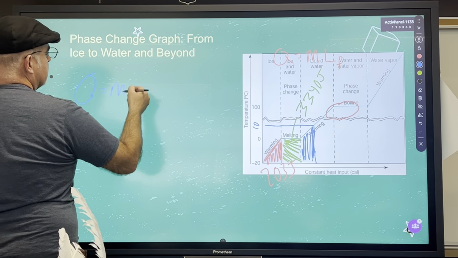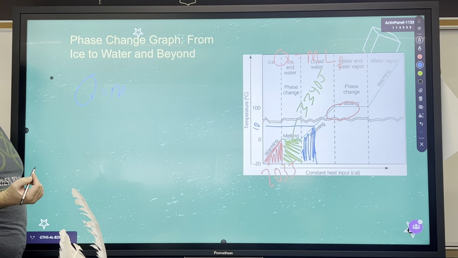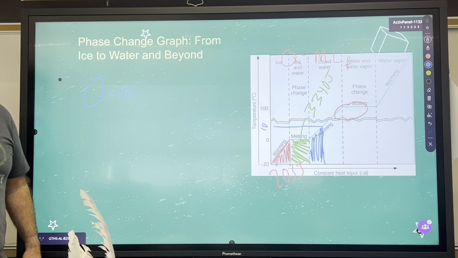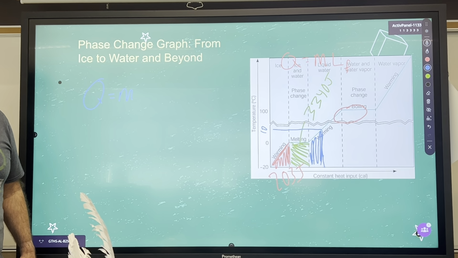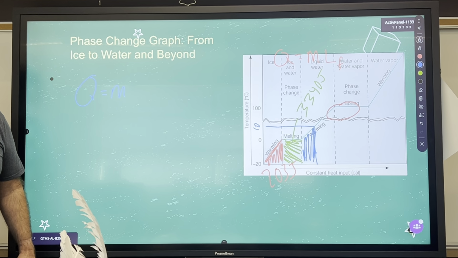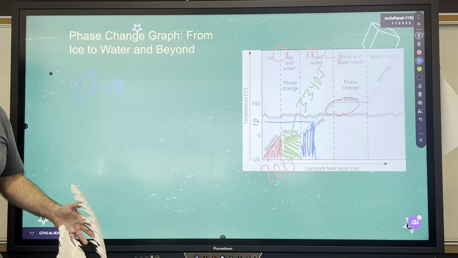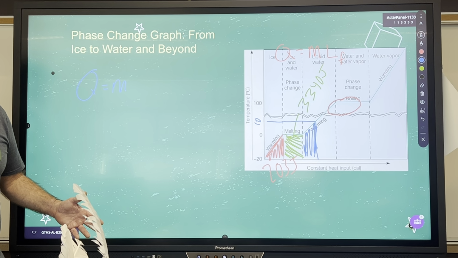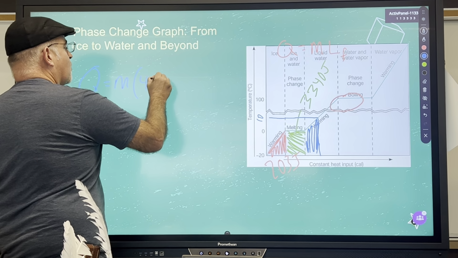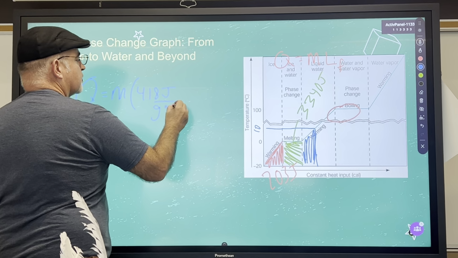So we'll use our Q equals m c. Now it's liquid water. So what's the C sub P for liquid water, folks? What's the specific heat for liquid water? It's 4.18 joules per gram degrees Celsius.